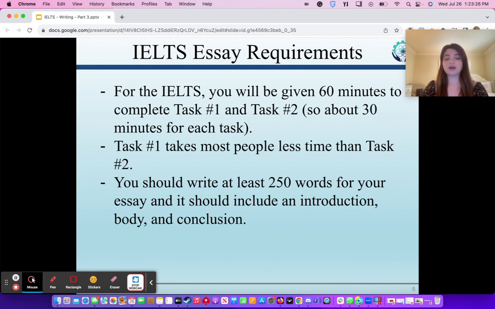You should also write at least 250 words for your essay, and it should include an introduction, body, and conclusion. Very, very important. They actually dock you if you do not write at least 250 words. For more information about specifically how they're marking it, you can go to the IELTS website, and I think we discuss that more next day. There's a slide about that.